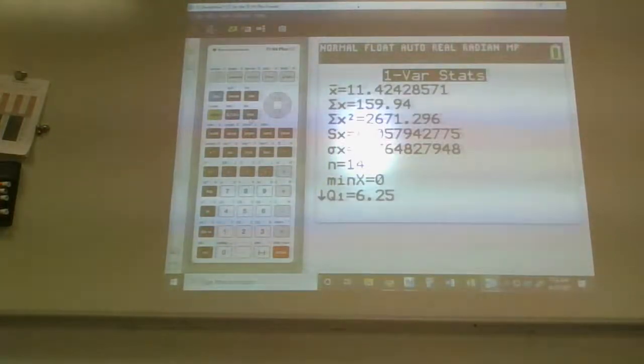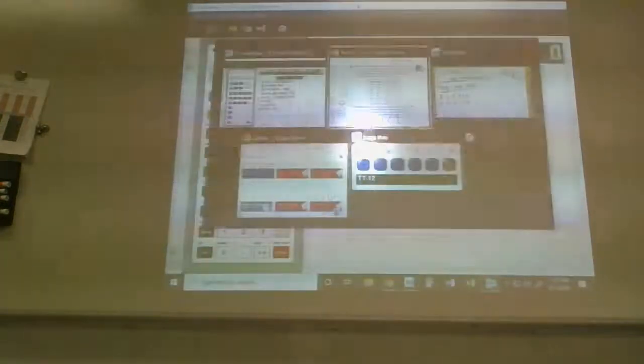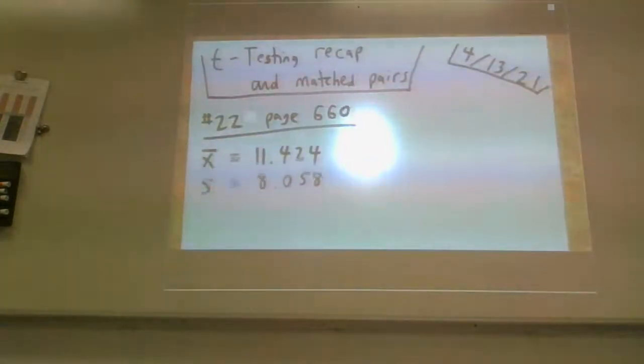Okay, I'm going to write down a few pieces of information here. X bar is equal to 11.424, I guess. I don't have to go 3 decimals, I just feel like it. And S is equal to 8.058. That makes sense, the 9 and then it rounds up. So far, I got those 2 pieces of information right there.